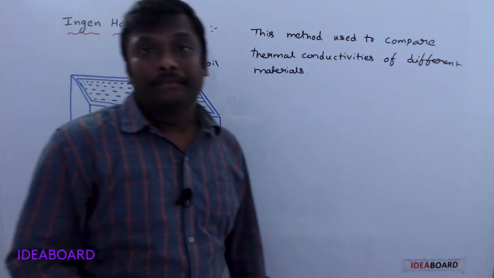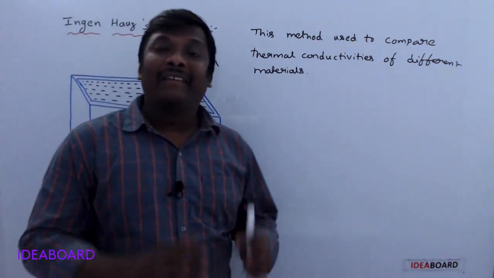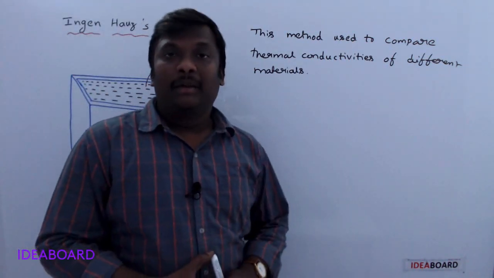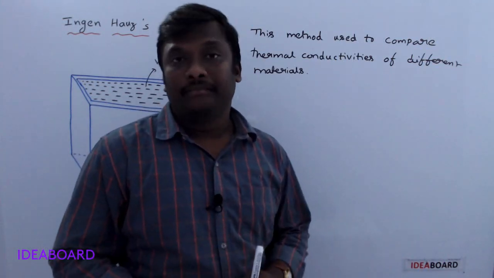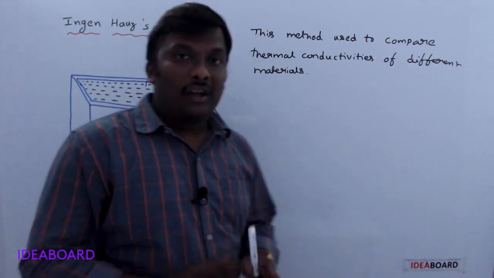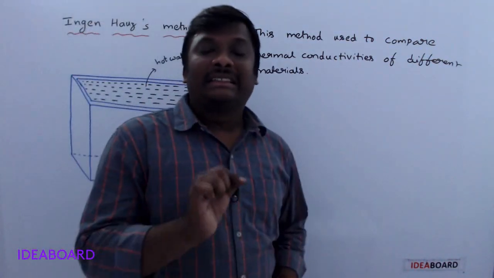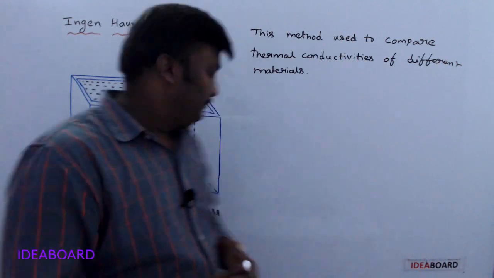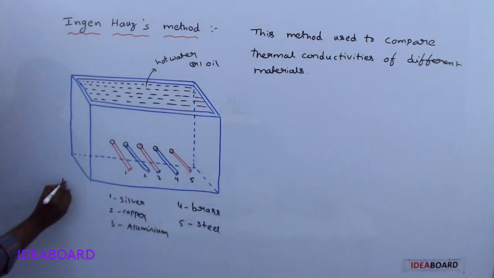steel. All these rods have the same dimensions, meaning the length is the same and the area of cross section is also the same. Understand? Now all these rods are coated with a thin layer of wax.